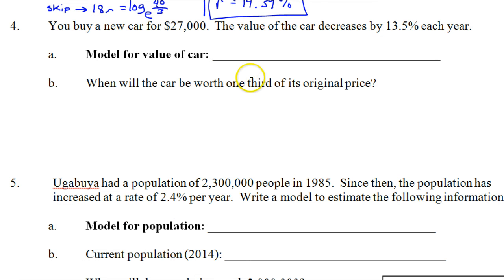Alright, let's look at a few more examples. You buy a new car for $27,000. The value of the car decreases by 13.5% each year. Let's write a model for the value of your car over time. So a model just means an equation with the variables in there.